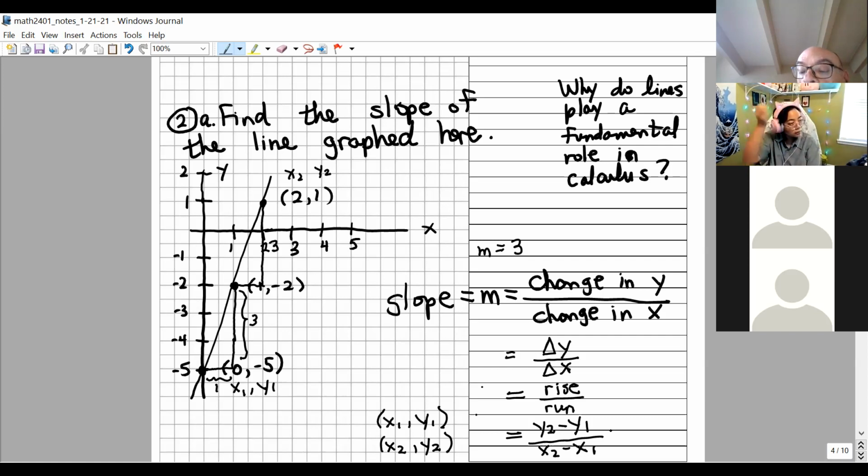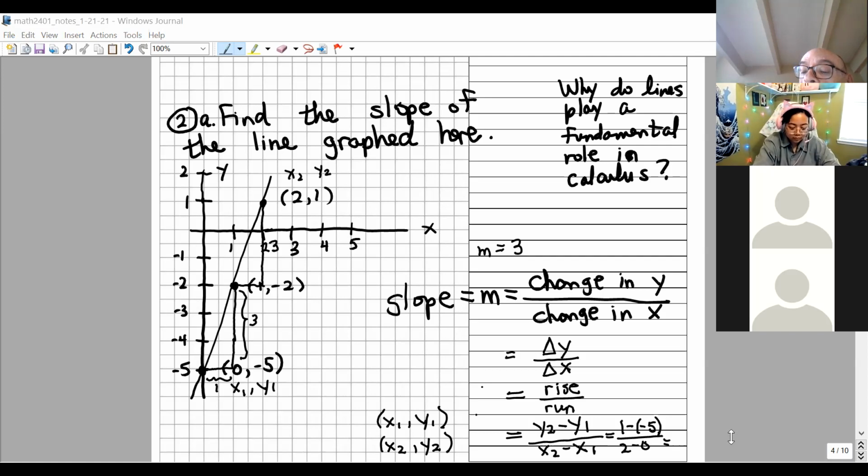And then according to my slope formula, we take the difference in the y coordinates. So I would take 1 minus minus 5, and then divide that by the difference in the x coordinates. So that would be 2 minus 0. And you get 1 minus a minus 5. Well, that's 1 plus 5, which is 6.